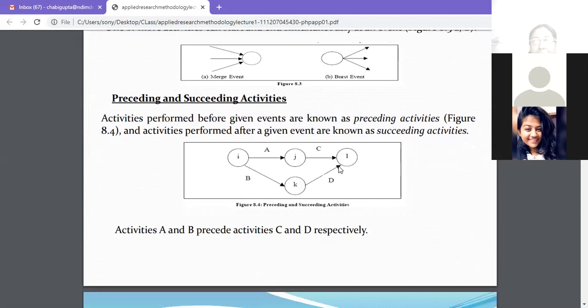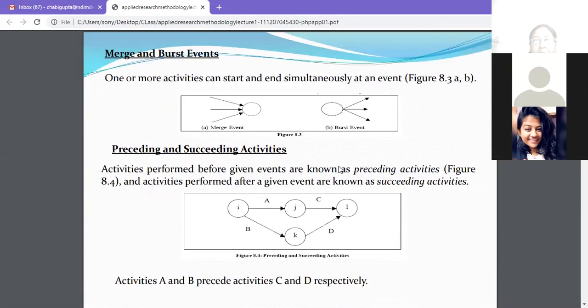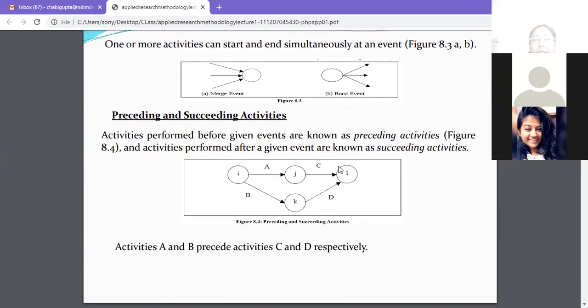Ma'am, can you please repeat the burst and merge events once more? Just like a balloon bursts, similarly one event gives out two or three activities. Two or more activities come out of one single event. That is called a burst event. Clear? And a merge event is when two or three activities combine together to form a balloon, and that balloon is called an event. Ma'am, can you give any examples?